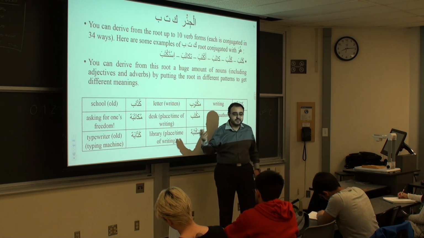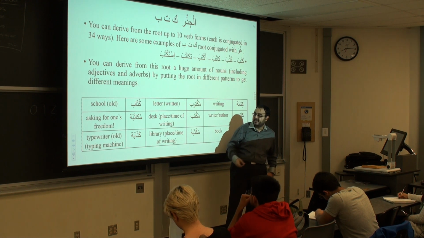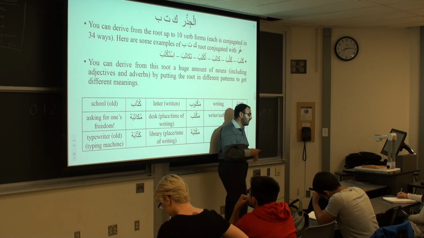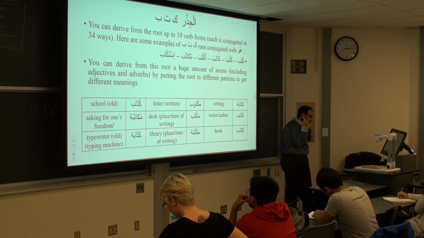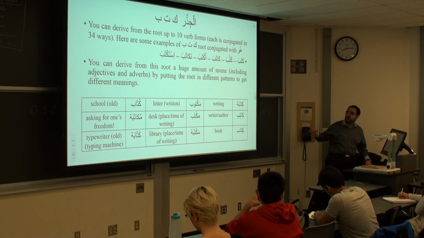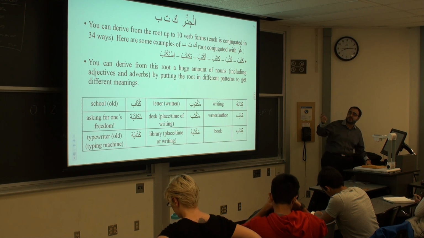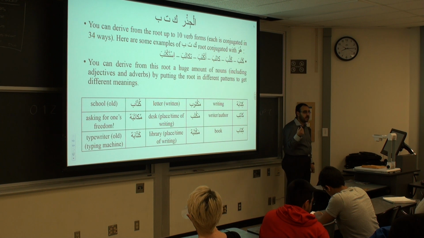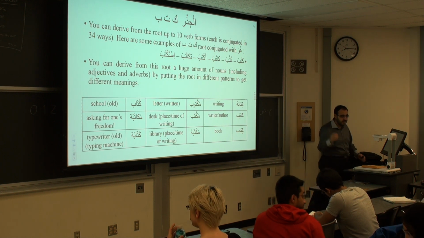And finally, Kattaba, that's typewriter, the old word for typewriter or typing machine. So all of these words share the same root, kaf, ta, ba, and they'll all share a common meaning which has to do with writing. Any question?